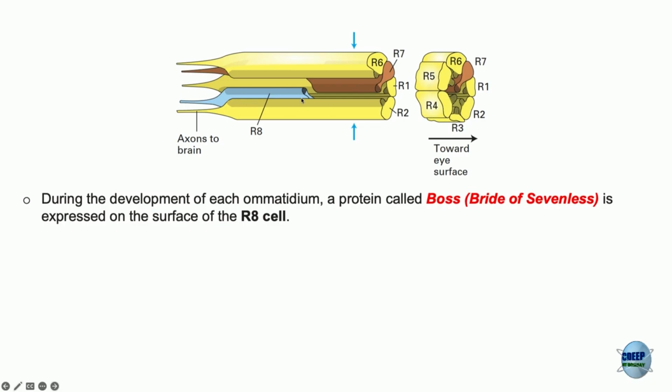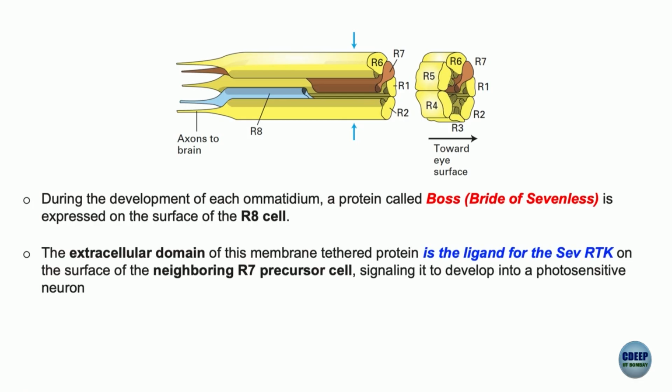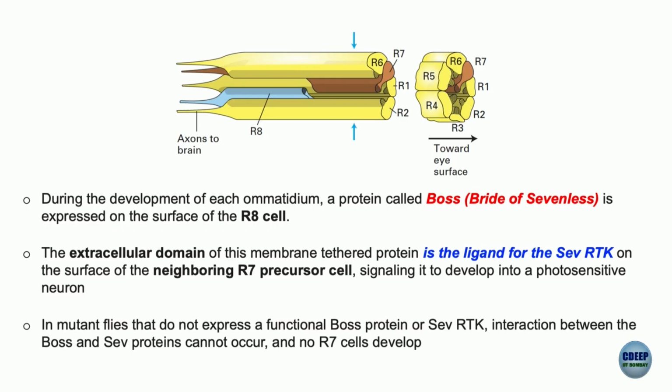So, these guys are going to talk to each other. That is how it is. And so, R8 and R7 are placed like this, so that these two, the ligand and the receptor, can talk to each other. The extracellular domain of this membrane protein is the ligand for the 7-less receptor tyrosine kinase. So, what people did is essentially they tried to understand how important these interactions are and what they can lead to, the physiological relevance of this.